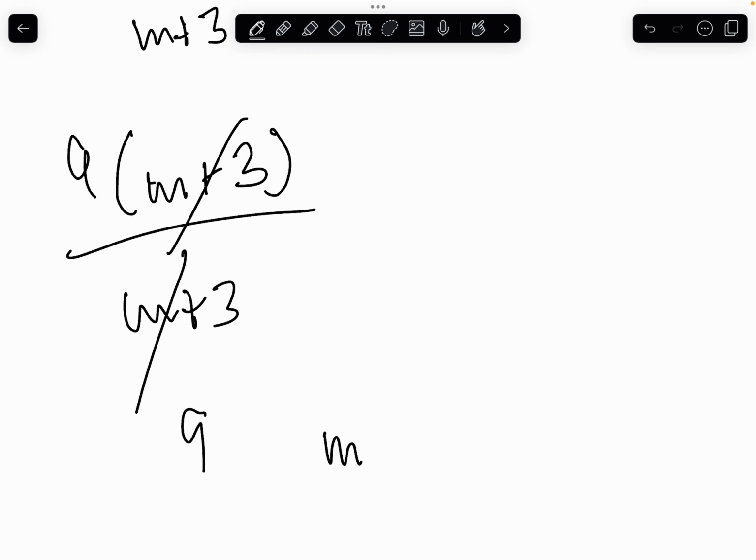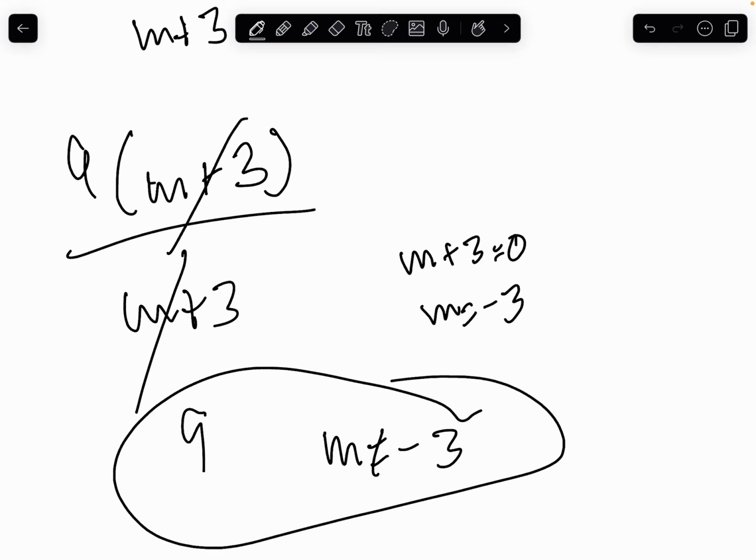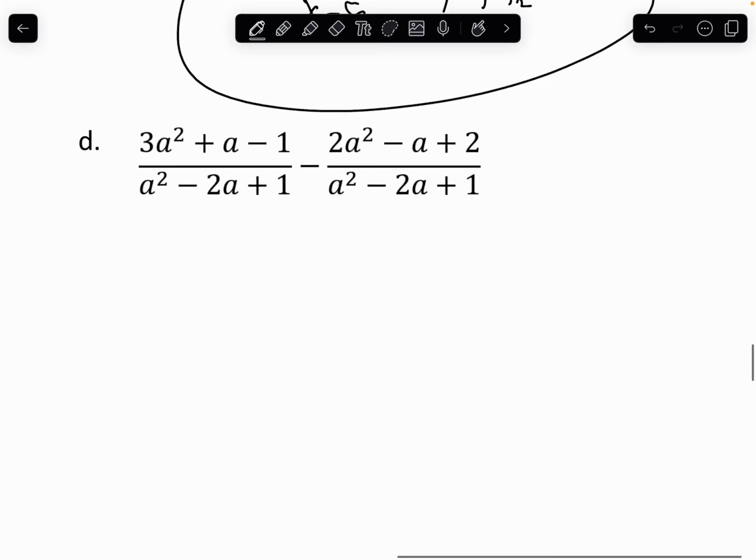Now we have to do m cannot equal. So we do m plus 3 equals 0. M equals -3. So m cannot equal -3. So our answer is 9, and m cannot equal -3.